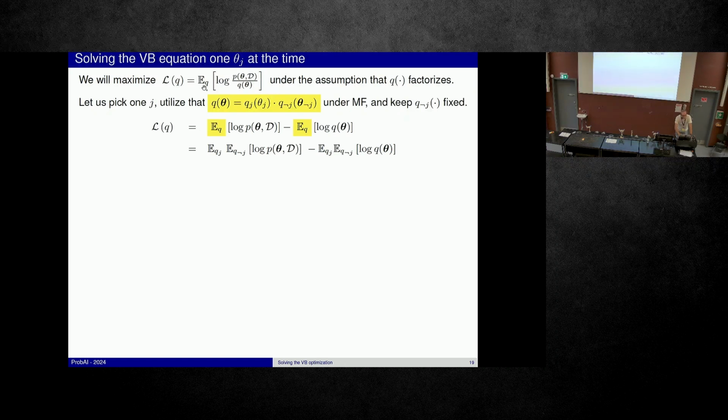Okay, so we have this objective here. This is our ELBO. This is what we want to optimize. We want to find the Q that has the highest ELBO. And we are now going to utilize the mean field assumption by saying that the joint over all the thetas is the product over them marginally. Specifically, now I'm interested in dimension j. So I'm taking that one out, and then I'm lumping the other ones together. This is true under the mean field, right?